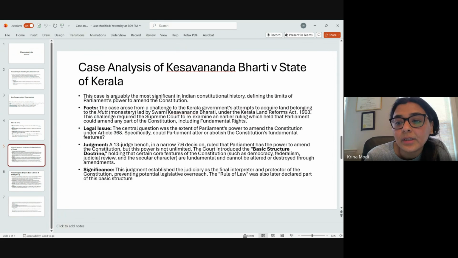Can the government take away your passport, confiscate your passport, saying it's for public interest? Third, whether the right to travel outside the country is a part of Article 21 of the Constitution.